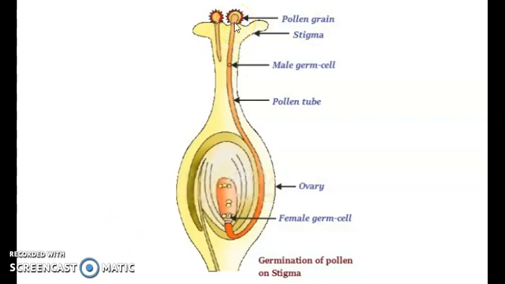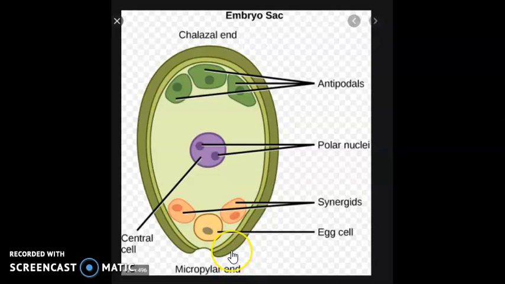Then these pollen grains germinate and produce a long tube called a pollen tube. Now this pollen tube is finally pushed through the ovule and reaches the embryo sac. Inside the embryo sac, there are 7 cells and 8 nuclei present.